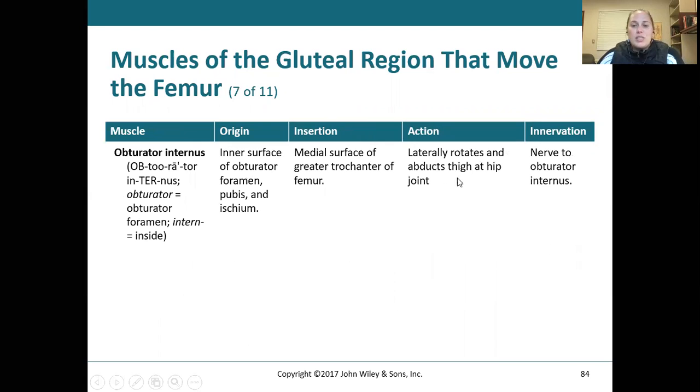The obturator internus is going to laterally rotate and abduct the thigh at the hip joint. Its insertion is the medial surface of the greater trochanter of the femur. Its origin is the inner surface of the obturator foramen, pubis and ischium. Again, it's really integrated into that hip bone area, and it's linking the hip bone with that femur area.